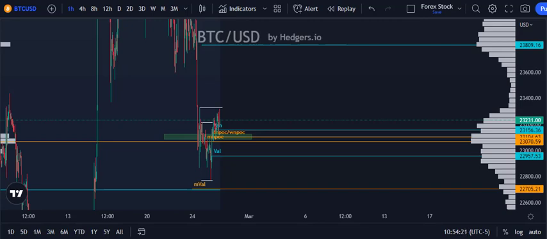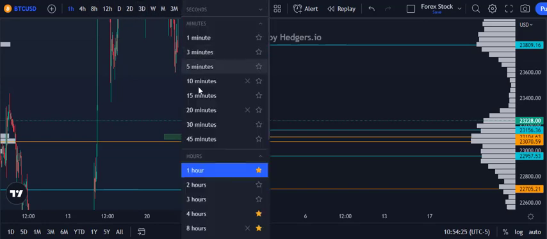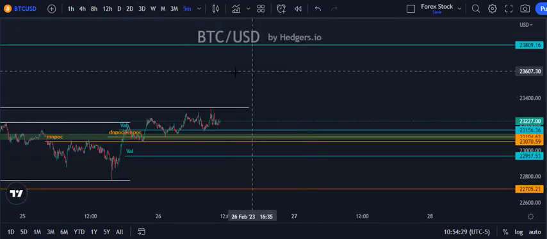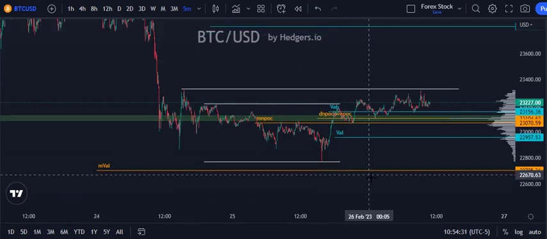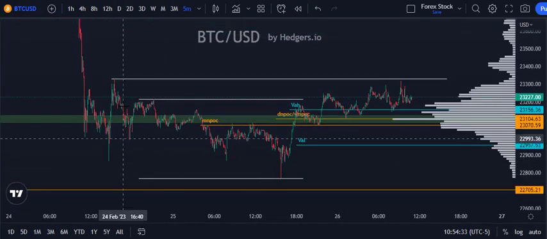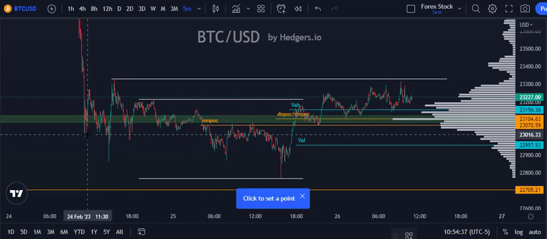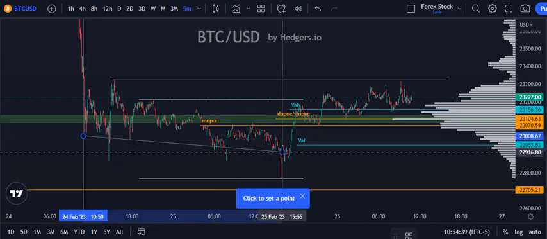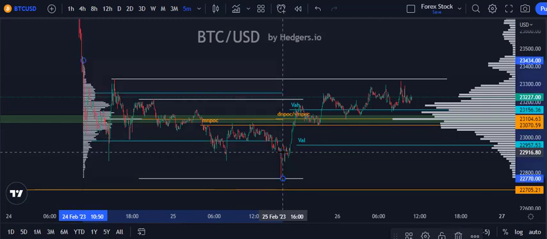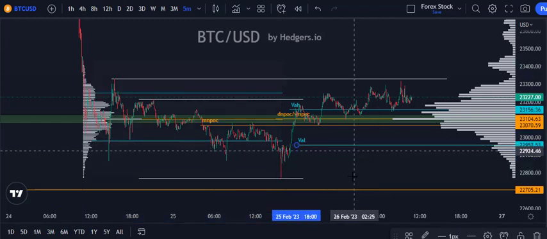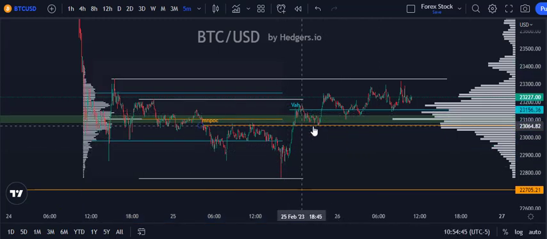For example, if you are on the lower time frame such as 5 minutes. Okay, yes, here we go. So if you are on 5 minute and you want to trade this range for scalp purpose, you can use the range profile tool here. You see, now you have the levels here to understand.